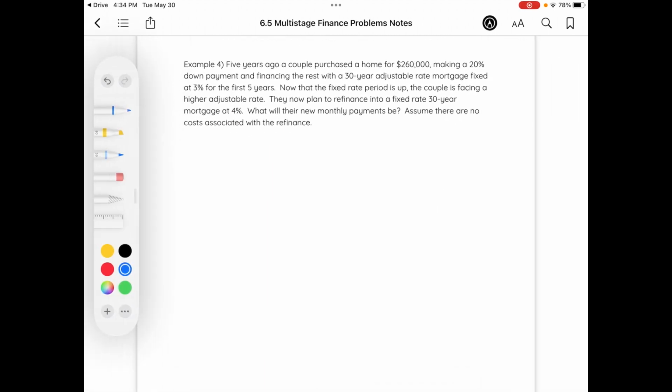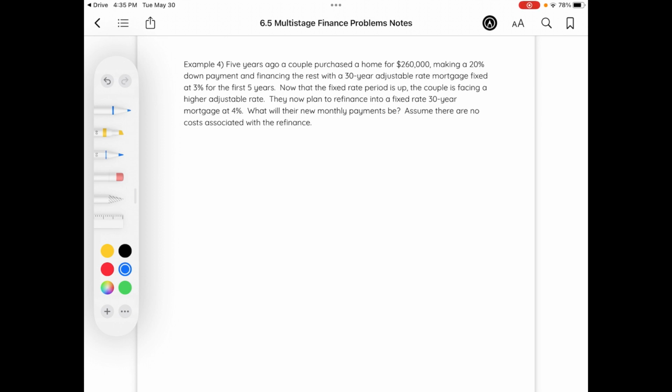5 years ago, a couple purchased a home for $260,000, making a 20% down payment and financing the rest with a 30-year adjustable rate mortgage fixed at 3% for the first 5 years. Now that the fixed rate period is up, the couple is facing a higher adjustable rate. They now plan to refinance into a fixed rate 30-year mortgage at 4%. What will their new monthly payment be? Assume there are no costs associated with refinance, which is unlikely because there's usually costs associated with refinancing. But for the sake of this problem, we'll say no.